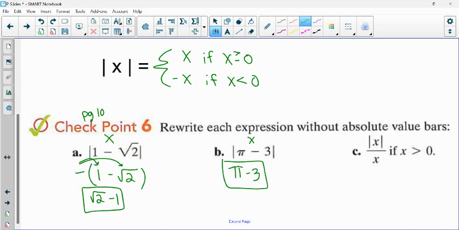The last one, it says the absolute value of x divided by x, and it's telling us x is greater than 0. So if x is greater than 0, the absolute value of x is just x on top. Again, this is something greater than 0. There's not an absolute value on it though, so it's just x. So we have x over x, and what's x over x equal to? Just 1. So this is equal to 1.